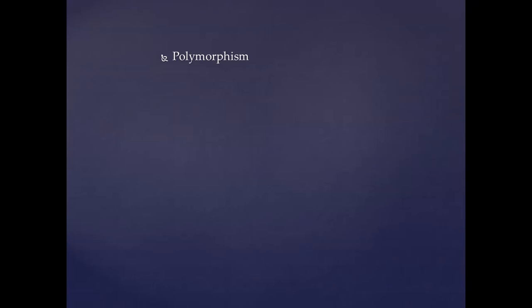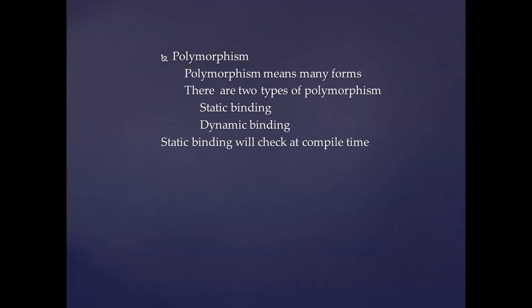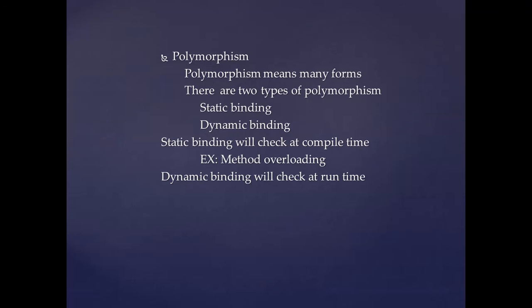So, polymorphism. Polymorphism means many forms. It exists in more than one form. There are two types of polymorphism. One is static binding and the other is dynamic binding. Static binding is checked at compile time, for example method overloading. Dynamic binding is checked at runtime.